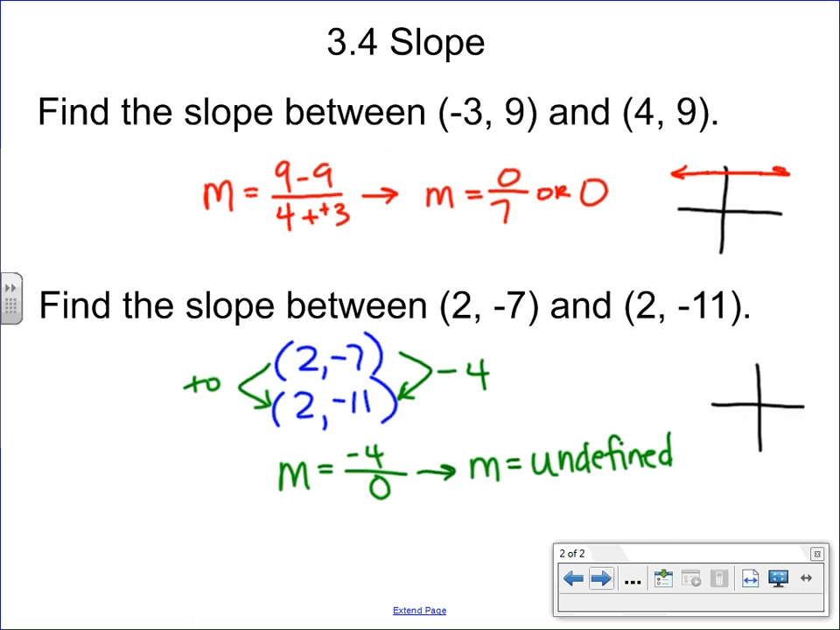Okay, if I were to sketch a quick graph of these 2 points, 2, negative 7 is down here. 2, negative 11 is a little bit further down. Those 2 points are going to make a vertical line. So you can see there you're going to rise any amount, but your run is going to be 0. Okay, and dividing by 0 gives you an undefined answer, in this case an undefined slope.